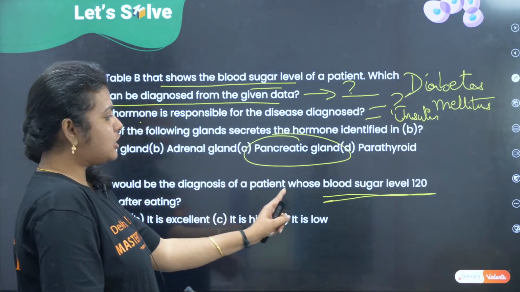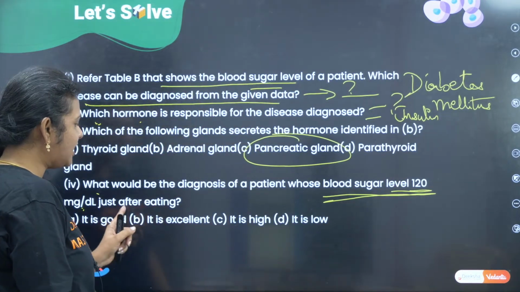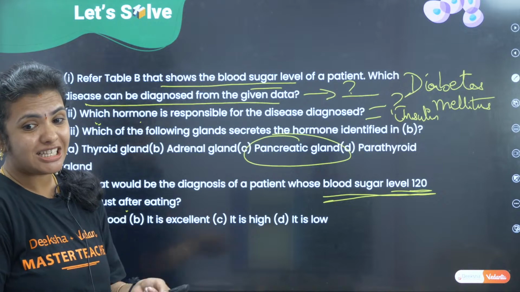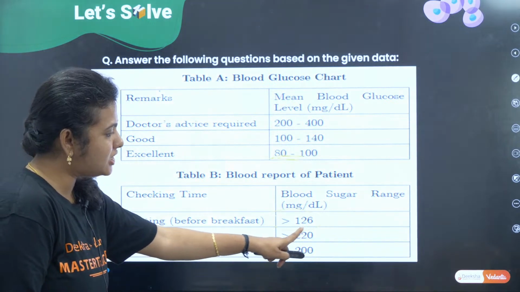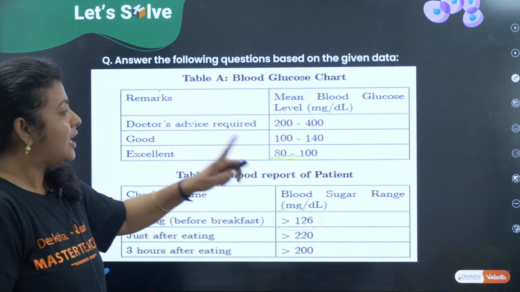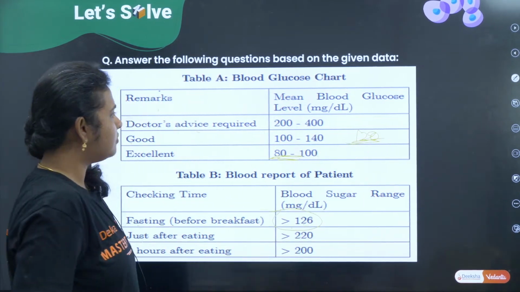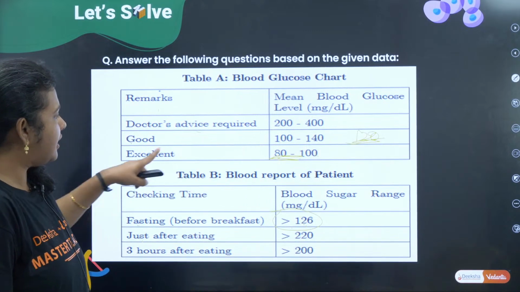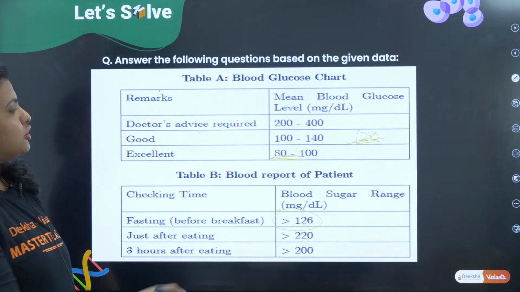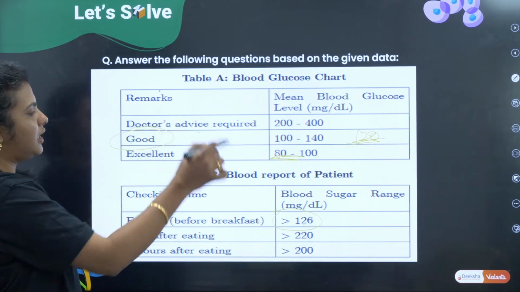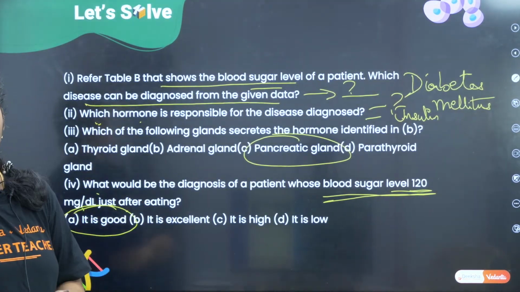What would be the diagnosis of a patient whose blood sugar level is 120 mg per deciliter just after eating? Just after eating, the earlier patient is diabetic because it's 220. But this patient has 120, which falls here. 80 to 100 is excellent. 120 is falling between 100 to 140. So when I see 120, it is going to be good. The patient's report is good.